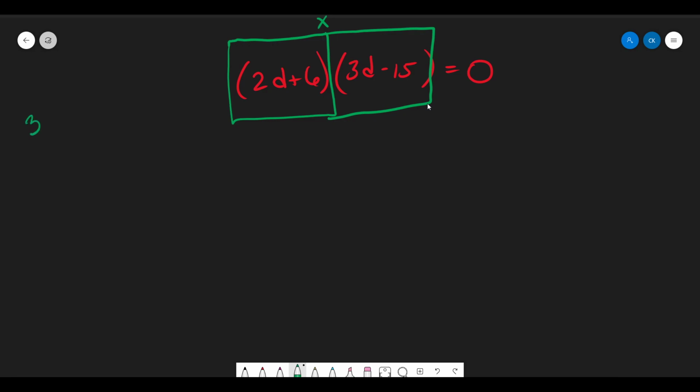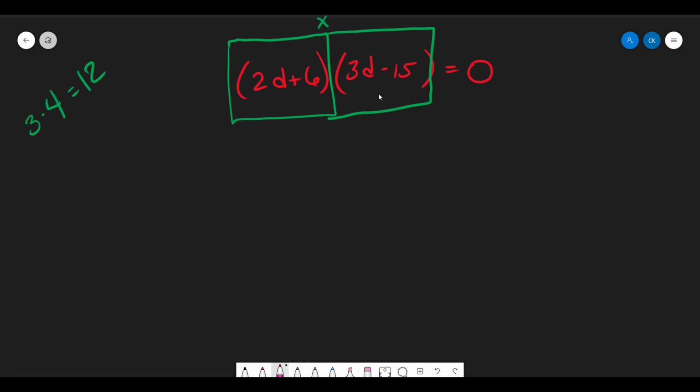It's the same as if I had 3 times 4 equals 12. 3 is a factor, 4 is a factor. Two things being multiplied together. So as long as I have things being multiplied together, those are our factors. In this case, we have two separate factors: our factor 2d plus 6, and our factor 3d minus 15. So if it's factored for us, obviously I don't have to factor it. But then step 3 says to take each of these factors and set them both equal to 0.